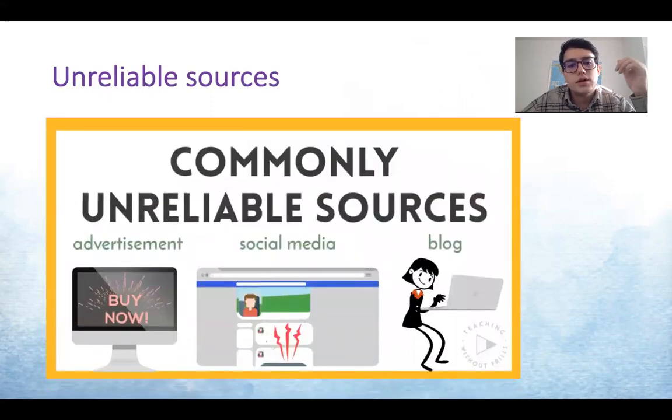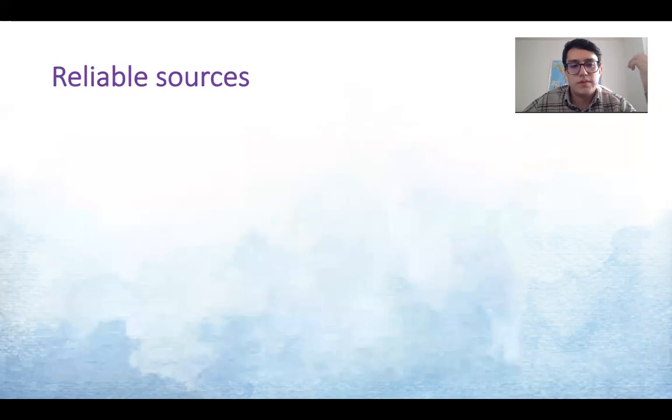Unreliable sources commonly are called unreliable sources, and common unreliable sources are advertisements, because they have a goal. What they show you has a reason why they show you that. Social media and blogs. So these are not reliable sources because they have an agenda when they show you something.